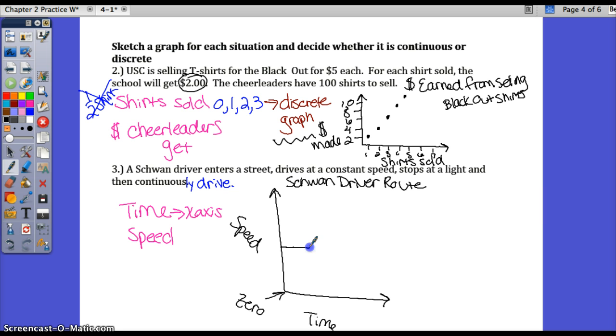He stops. I don't want to go straight down because that would be instantaneous speed. Oh no, that could be bad. So he has to slow down, and now his speed is at 0. He stops at a light, so time's going on. He stopped at the light. And then he continuously drives.